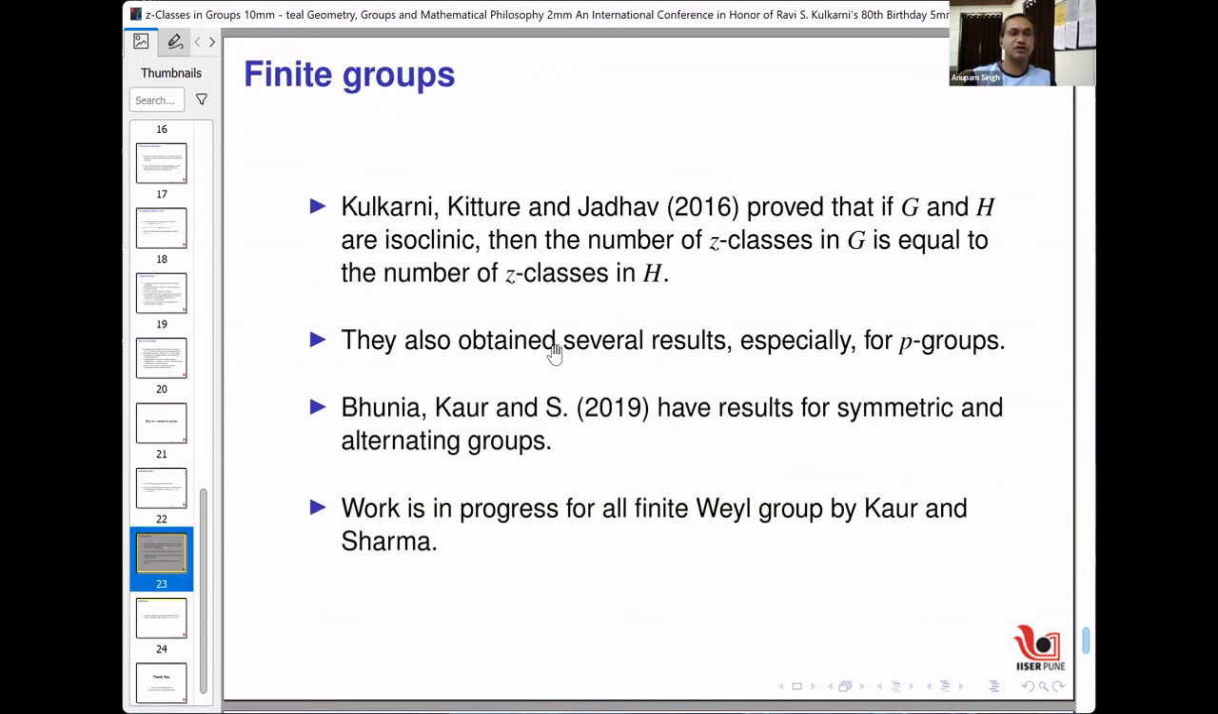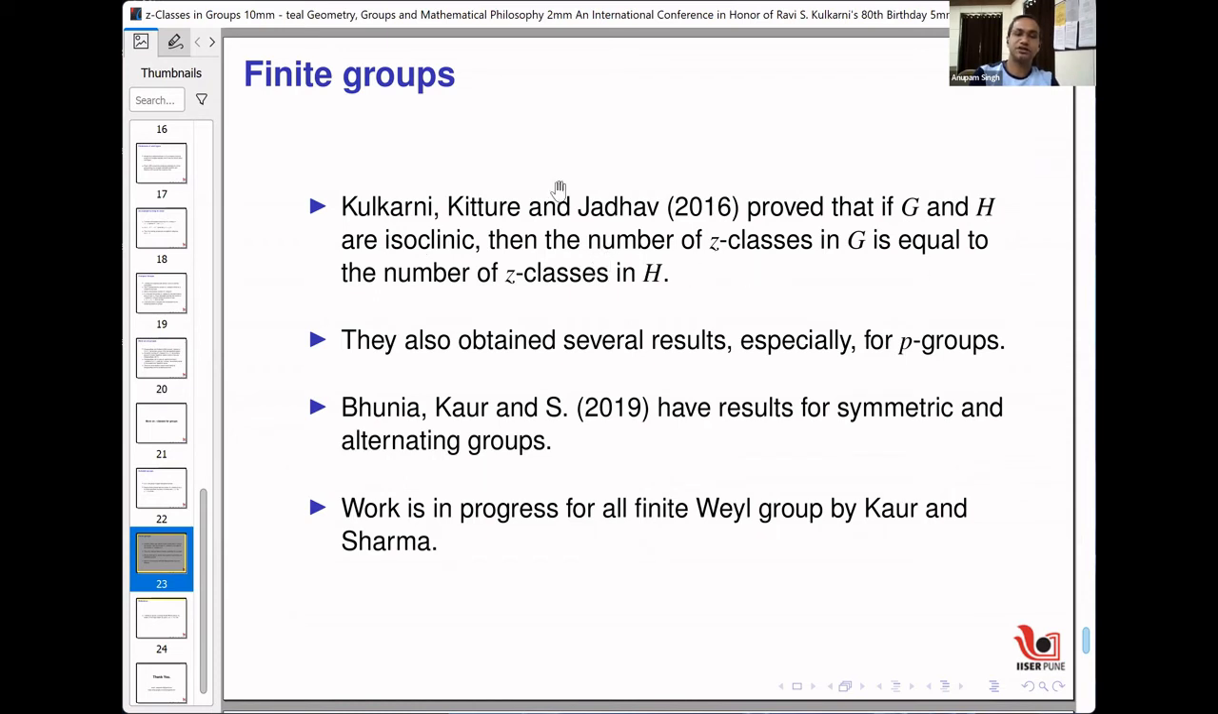So what are the results known for finite groups? There's a lot of work done by Rahul Kitture and Vikas Yadav. They proved that if G and H are isoclinic groups, then the number of G classes in G is equal to the number of G classes in H. Isoclinic means basically forgetting the abelian part. So that is quite apt, as we saw in the beginning, that for abelian groups the number of G classes is just 1. So G classes basically don't distinguish between different abelian groups. So it is indeed true that if two groups are isoclinic, the number of G classes is the same.